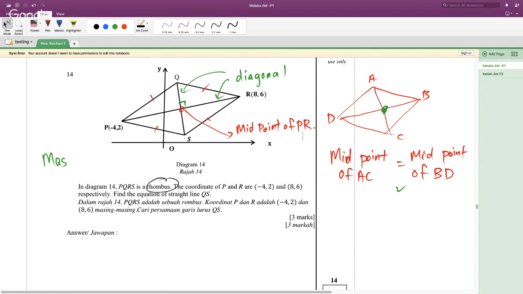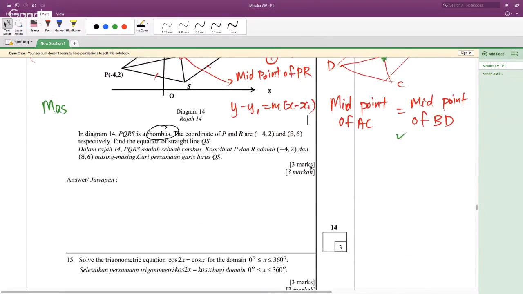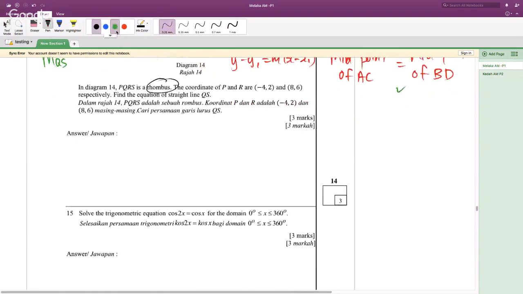So I will do 2 things. First, I will find the midpoint of PR. Then I will find the gradient of PR. After I get the gradient of PR, I will do gradient of PR multiplied by gradient of QS equals -1 because they are perpendicular. Then I will get the other gradient. After I get the gradient and the point, I can form the equation by using y minus y1 equals m(x minus x1). This is the whole idea on how to solve this question. So let's solve it. First thing, I will find the midpoint.